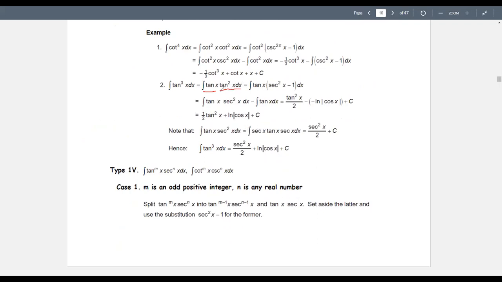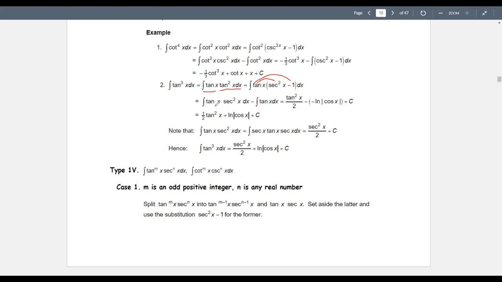What do you do with the function that is raised to the even exponent? Convert it to its identity. So in the case of tangent squared x, it is secant squared x minus 1. After that, you distribute. Your first term will then be tangent of x, secant squared x dx. Your second term will be tangent x dx only.